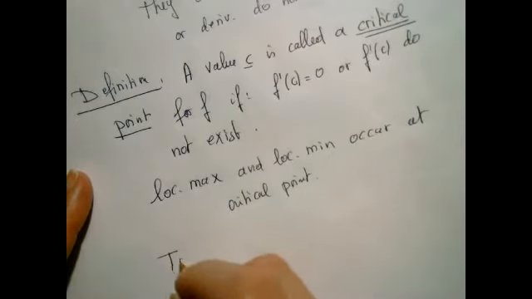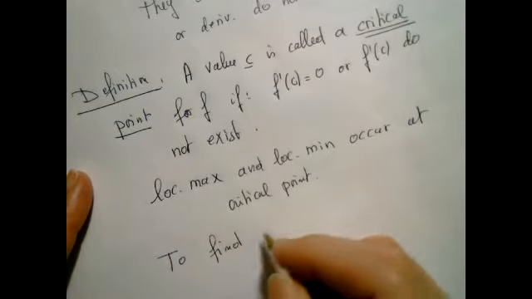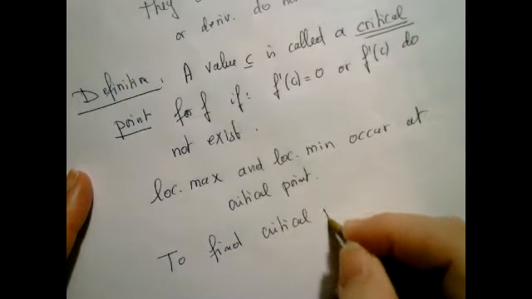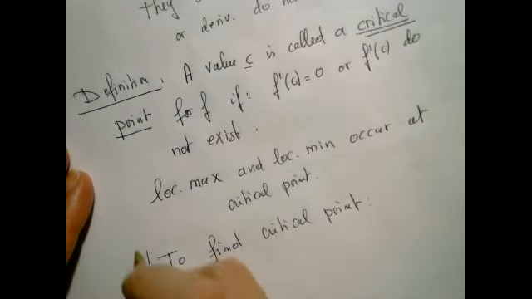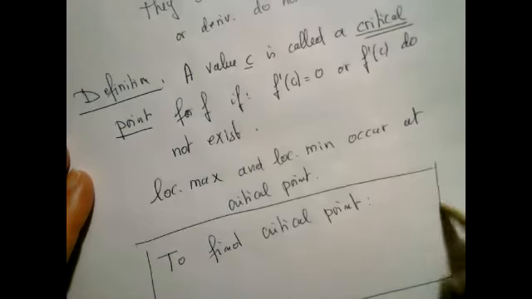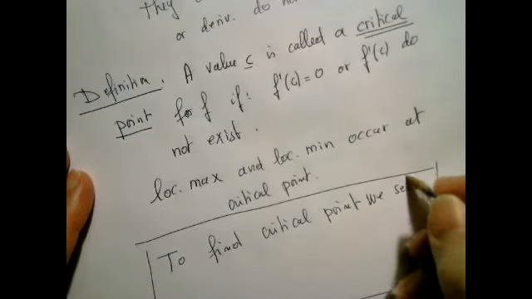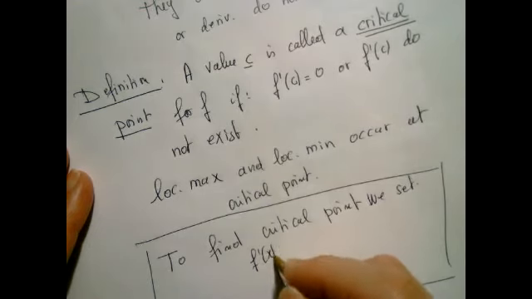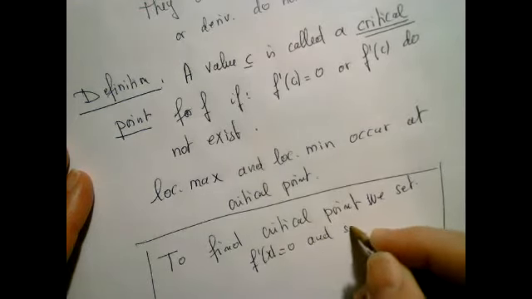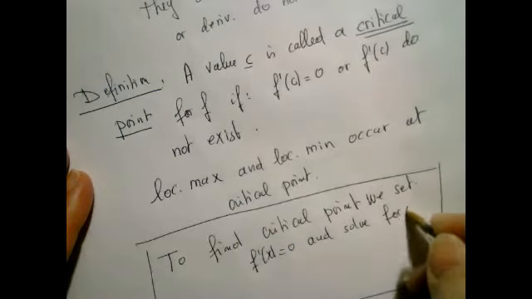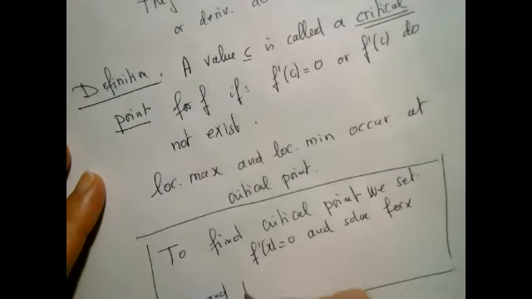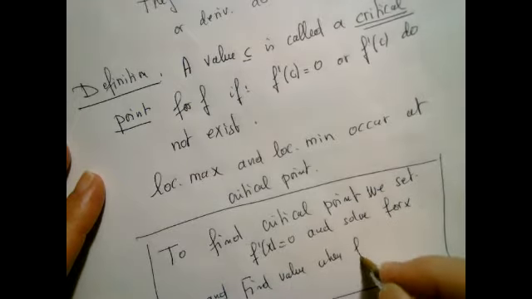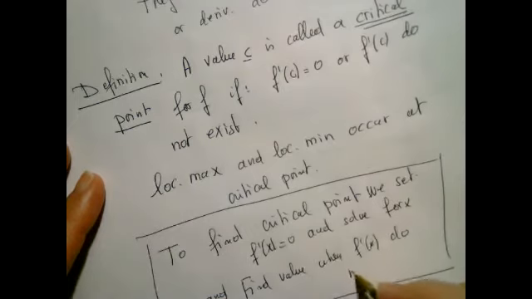To find the critical points, it's simple. We just find the values of C. So how do we find them? We find where the derivative is 0. It means we set f prime of x equal to 0 and solve for x. And sometimes the derivative may not exist, so we need to find the values where f prime of x does not exist.